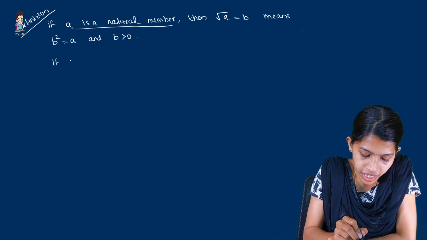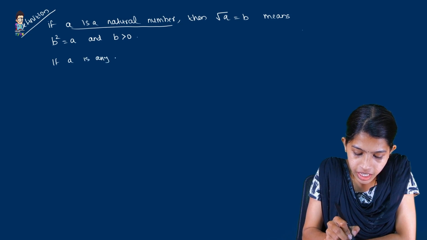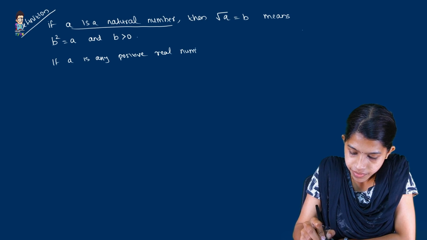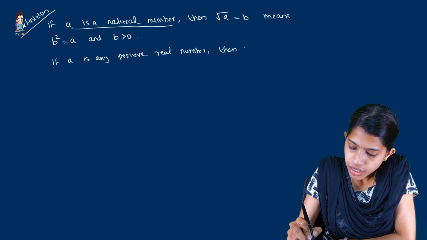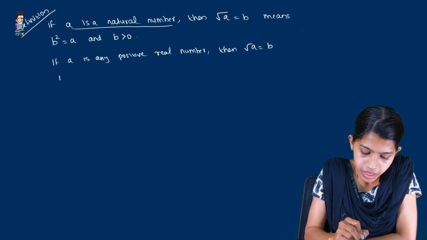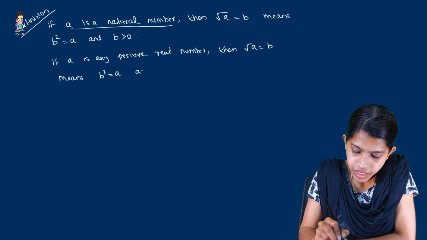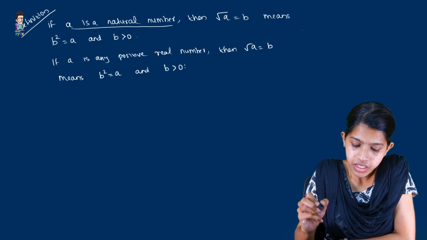That is, if a is any positive real number, then root a is equal to b means b square is equal to a and b greater than 0. In the previous section, we have studied how to locate root n, where n is a natural number, on the number line. Here, we are going to study how to locate root n where n is a positive real number.